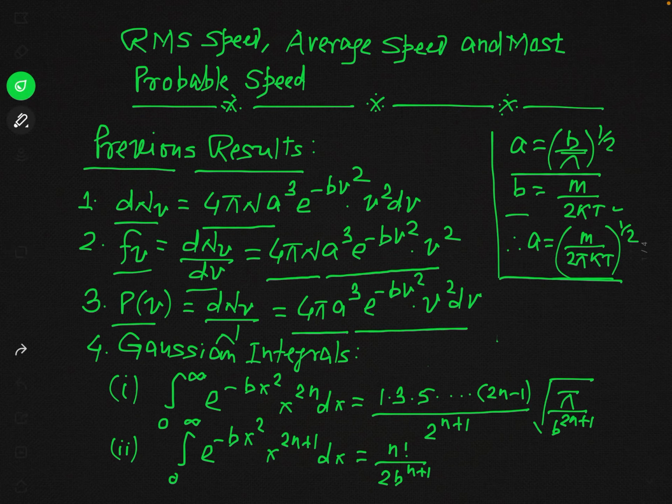Now, as I have told you, our aim is to define the 3 values of molecular speed, and those values are RMS value, average value, and the most probable value of molecular speed. So now let us start to find the expression for these values of molecular speed one by one.